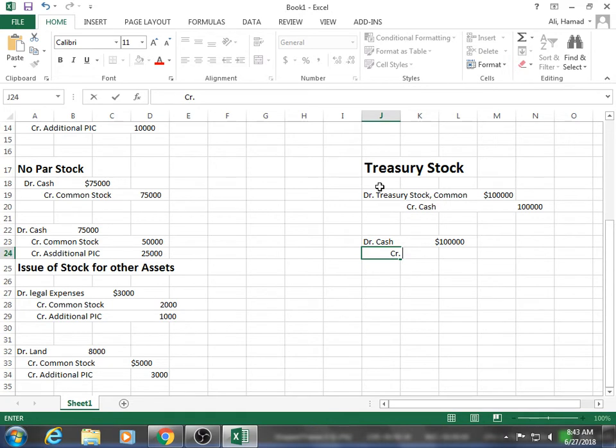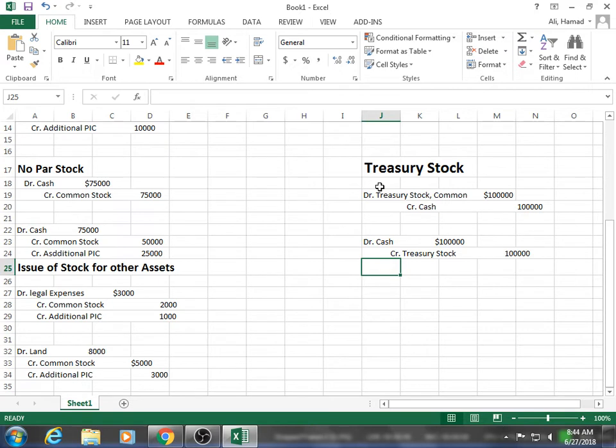All right. So treasury stock 50, 100,000. I'm sorry. 1, 2, 3. All right. There is no PIC. So at this point, there is no treasury share now. They are all circulating in the public as of now.